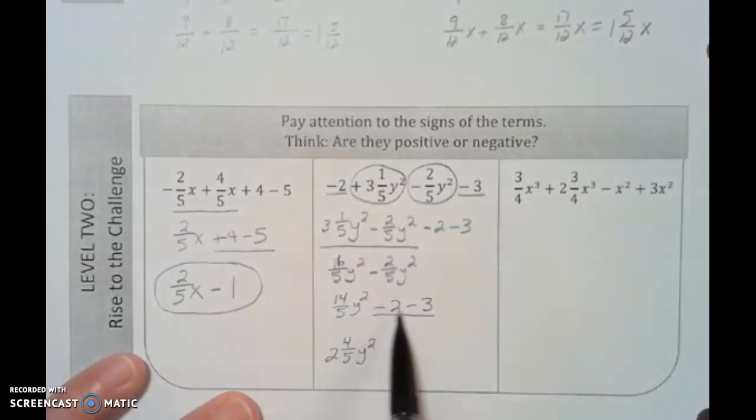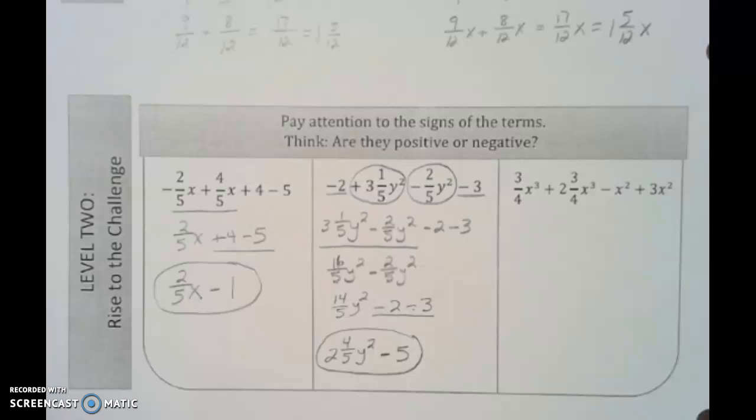And now when I combine my constants, if you notice here, these are both negative. These are the same signs. When they're the same signs, you need to add. Negative 2 and negative 3 would make negative 5, so I'm going to write minus 5. And variable terms can't combine with constants, and so that is my simplified expression. 2 4/5 y squared minus 5.